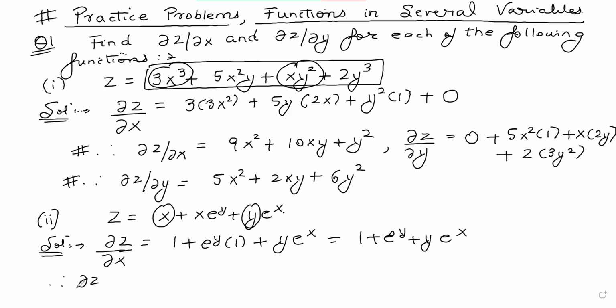To find del z by del y, treat x as a constant. The derivative of x is 0, plus x is again a constant. The derivative of e to the power y with respect to y is e to the power y, plus e to the power x is a constant and the derivative of y is 1. So our answer for del z by del y is x e to the power y plus e to the power x.